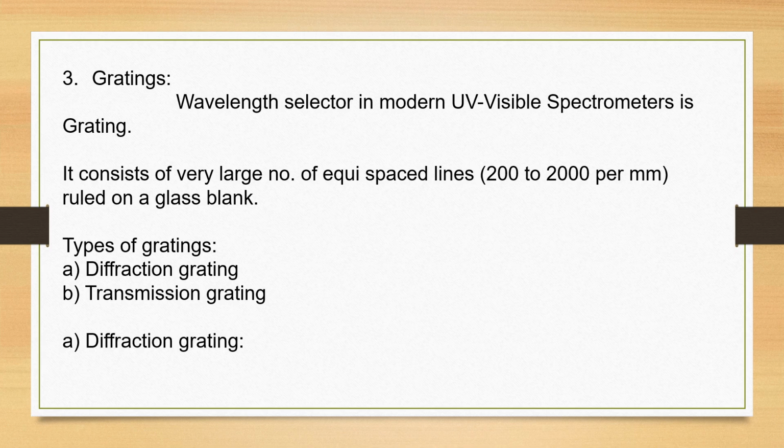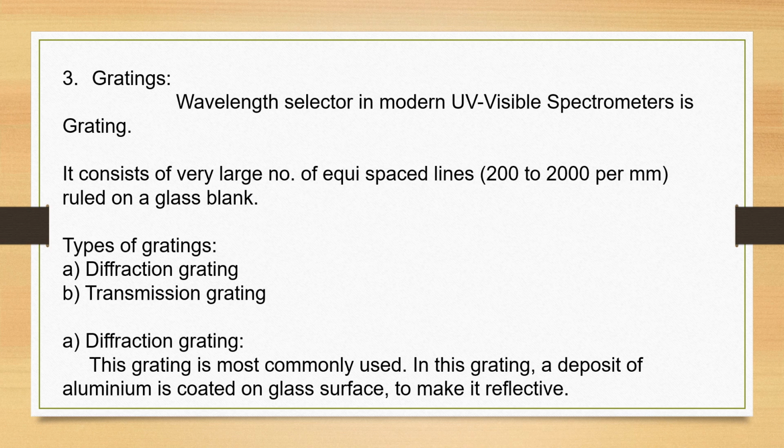First we will study about diffraction grating. Most commonly used grating is diffraction grating. In this grating, a deposit of aluminium is made on a glass surface to make it reflective. So it works by reflection.